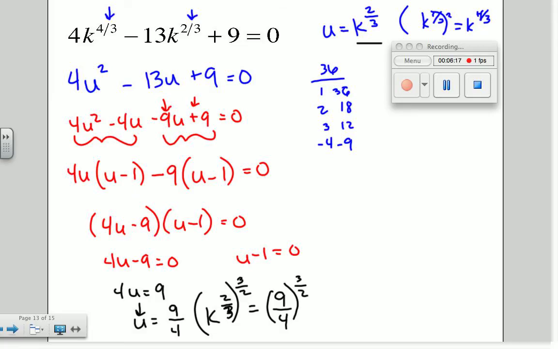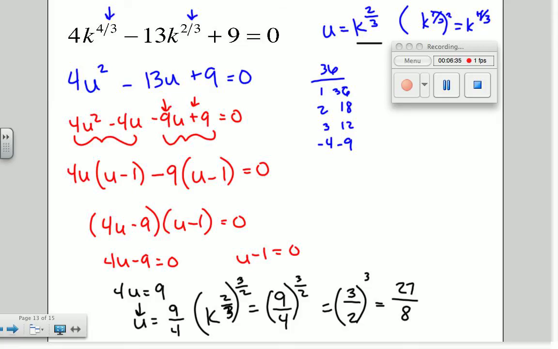Okay, well, the square root of 9 is 3. The square root of 4 is 2. And I'm going to cube it. That got rid of the denominator of the fraction. 3 cubed is 27. 2 cubed is 8. So there is one of my solutions.